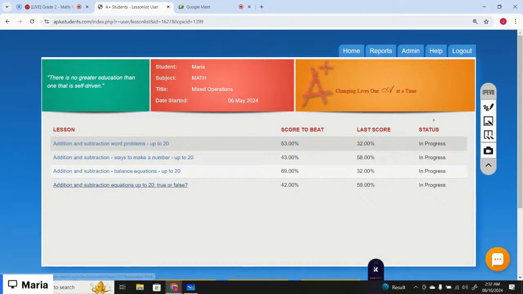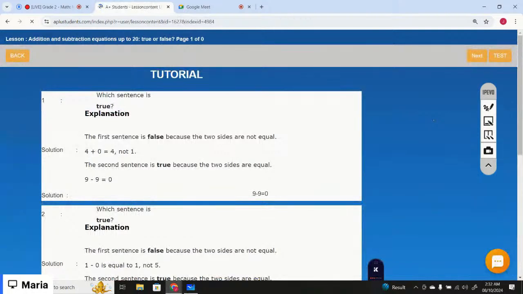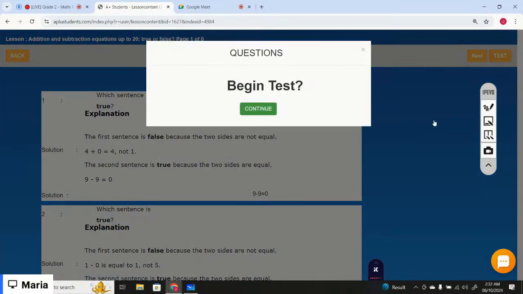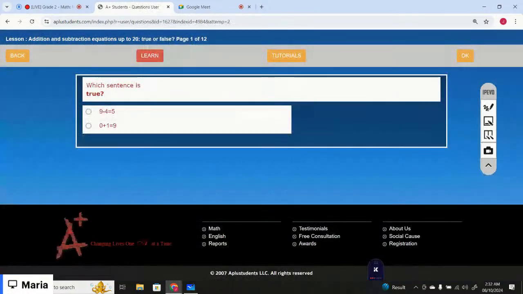That is addition and subtraction equations up to 20, true or false. Which sentence is true? Okay, let's just start with the test questions. Which sentence is true? You are given two options. 9 take away 4 is 5 and 0 plus 1 is 9. So how do we see which one is true?